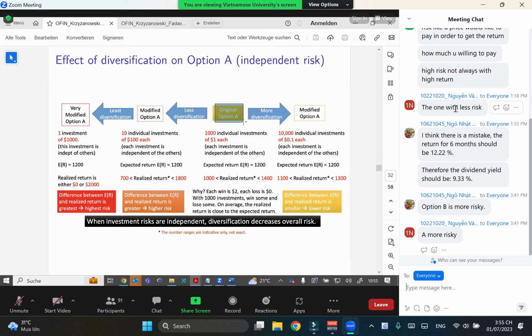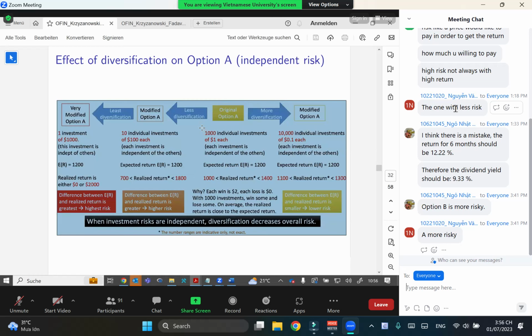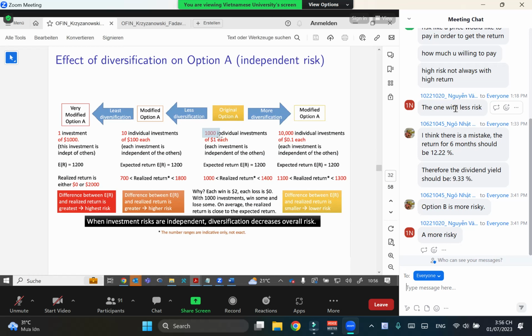We could also move option A to the right, meaning to move beyond 1,000 individual investments of $1 each, we could even make it smaller, right? Here we decreased the individual investment size. So we moved from 1,000 individual investments of $1 to 10 individual investments of $100 to one investment of $1,000. Now we could also move in the other direction. So we move from 1,000 individual investments of $1 to 10,000 individual investments of $0.1. So in total, we would still invest our $1,000.